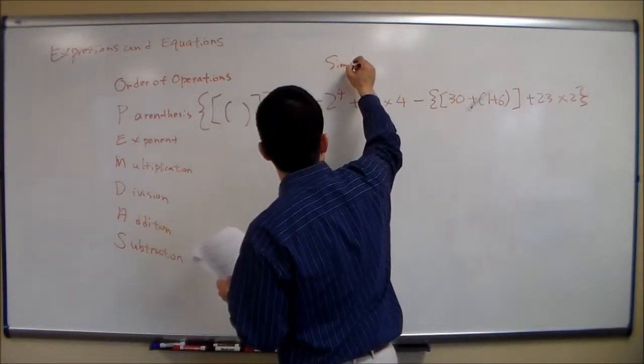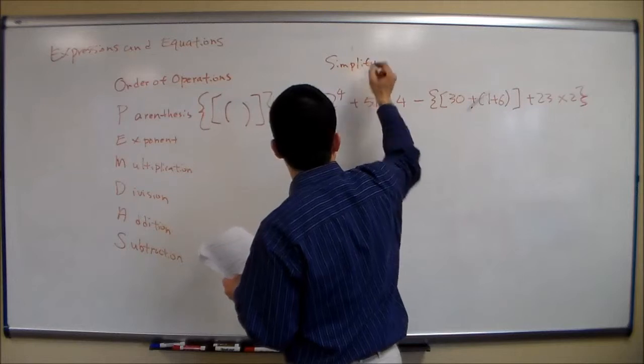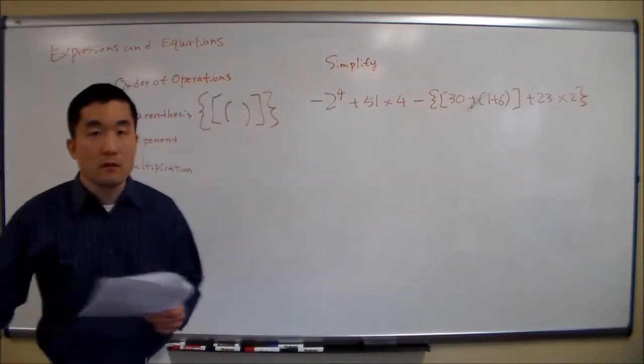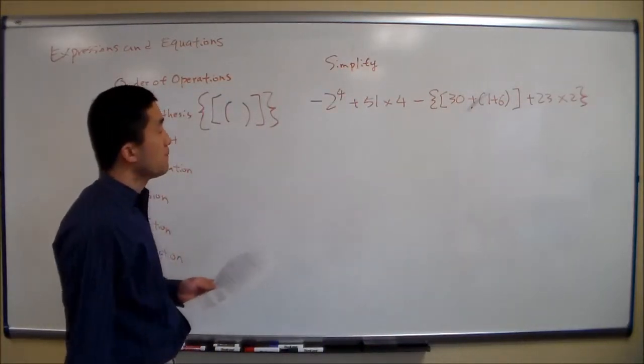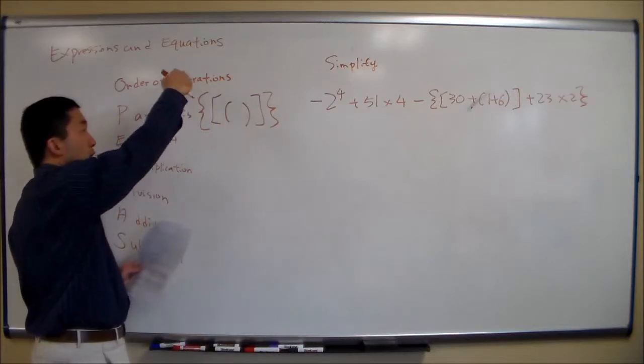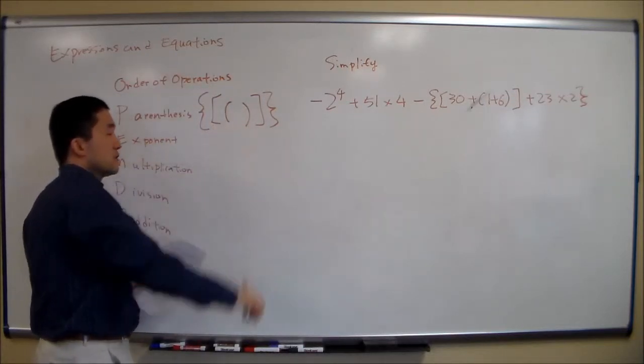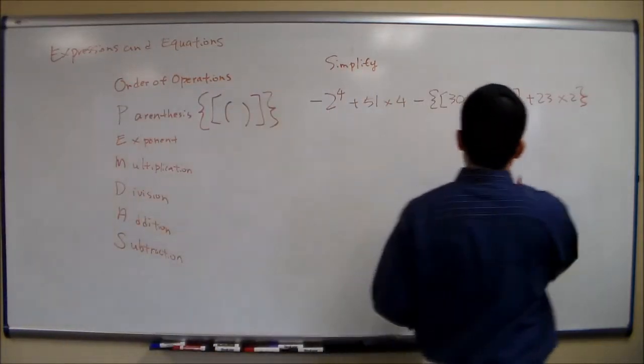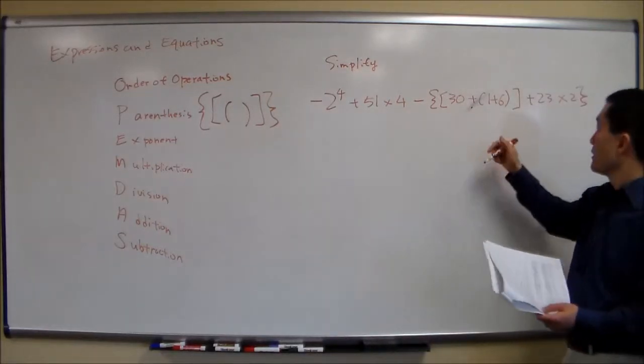Simplify this. Okay. So what do you do first? Well, according to this rule here, you do what's in the parentheses first. So 1 plus 6, that's a 7.